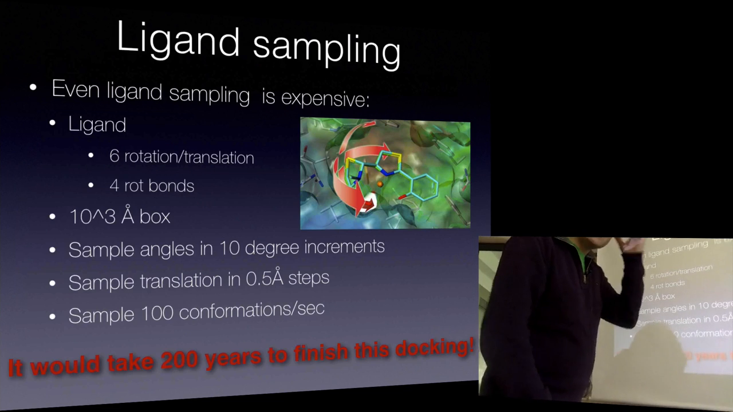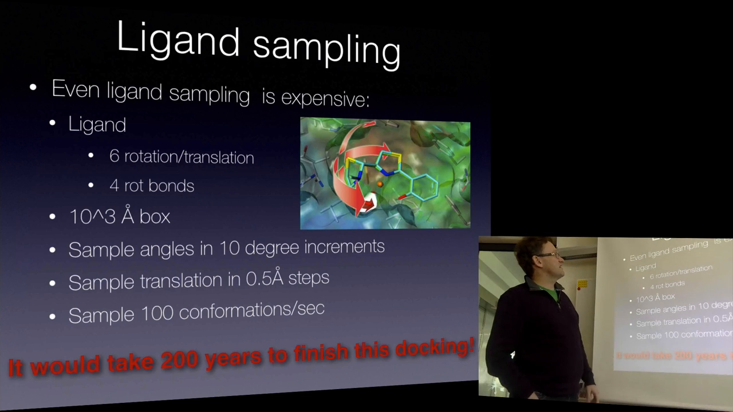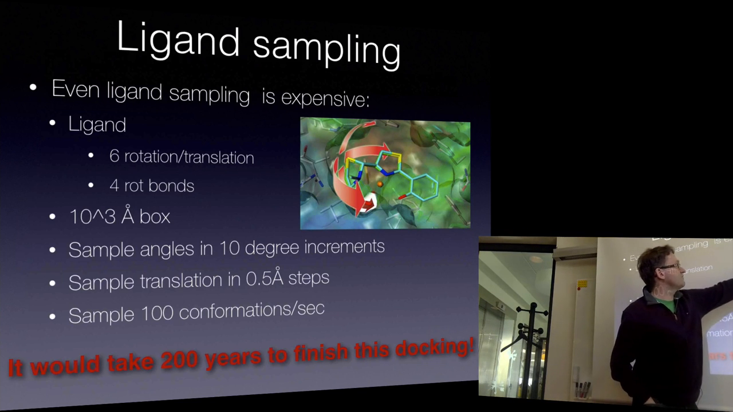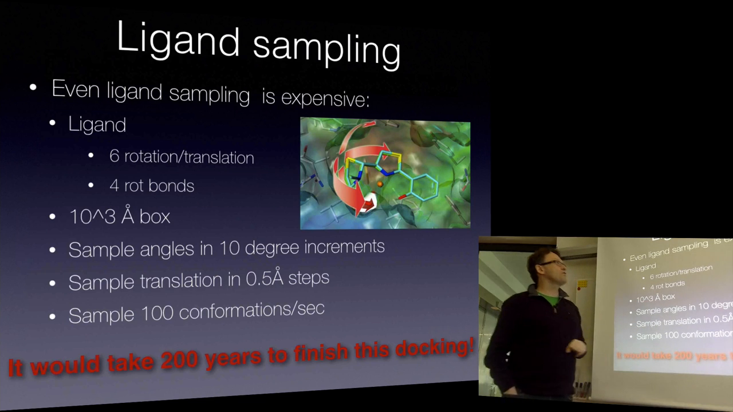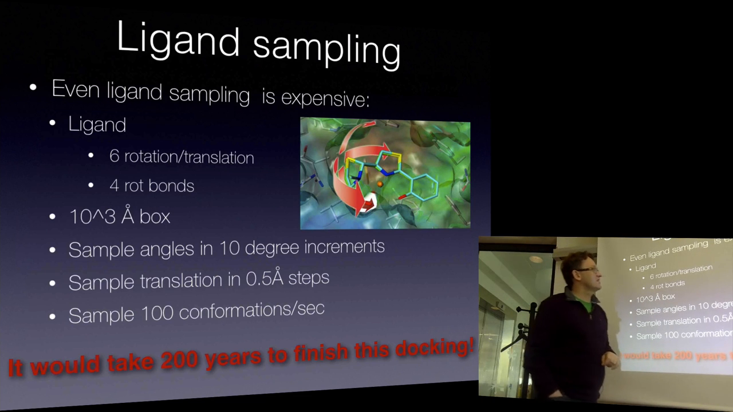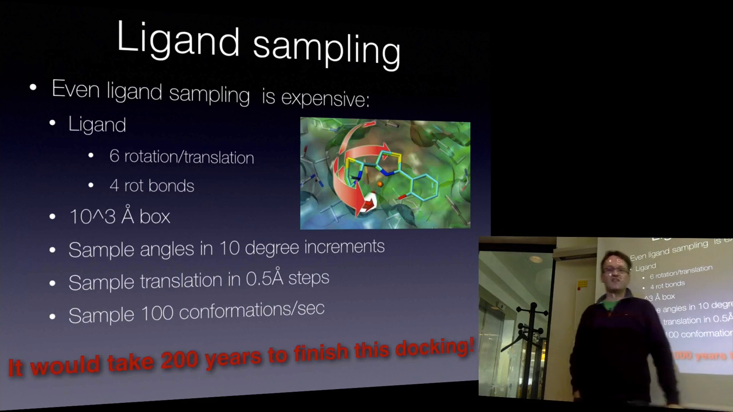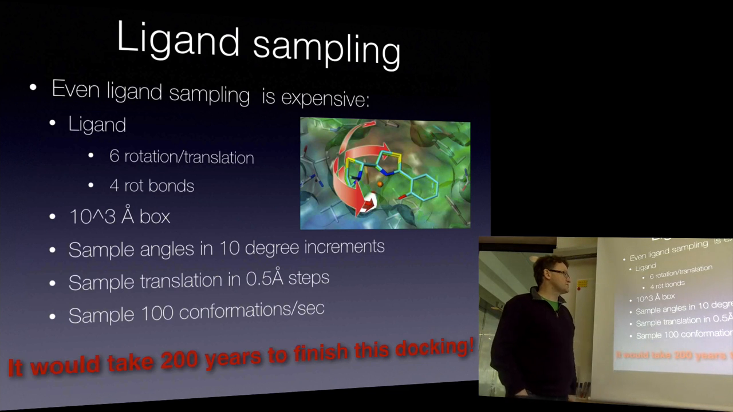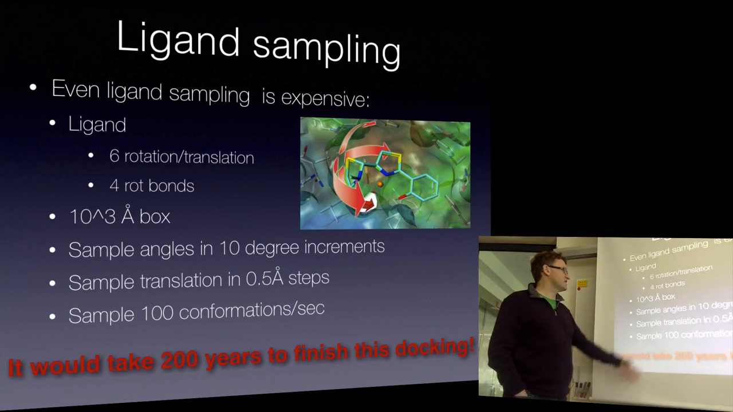The only problem is that this is hard. This is almost as hard as MD. So let's just assume that you have a small molecule here that we can rotate around the XYZ axes. We can translate the drug. And then there are just four rotating bonds in the molecule. Because these molecules are mostly rigid, but there are four small bonds we want to rotate. If you can sample, say, 100 conformations per second, even with a fairly coarse sampling here, this would take hundreds of years to finish.